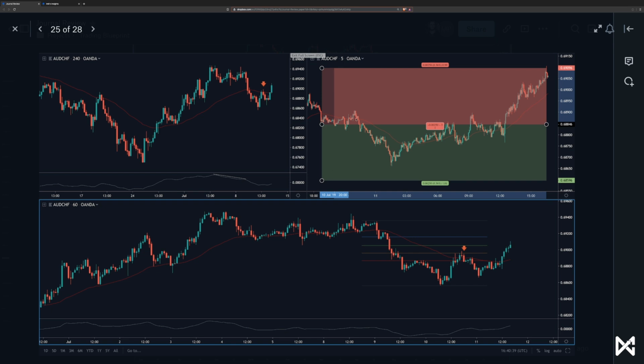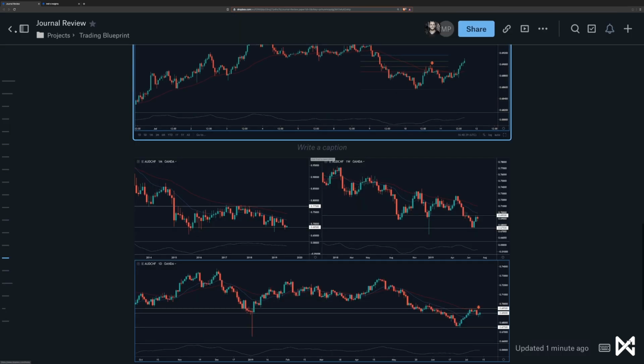The target was 1-to-1, it was missed, and he was stopped out for a 1% loss. So that is fine. The trade would have been a loss anyway.